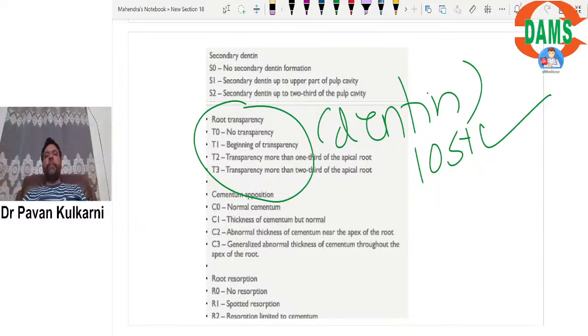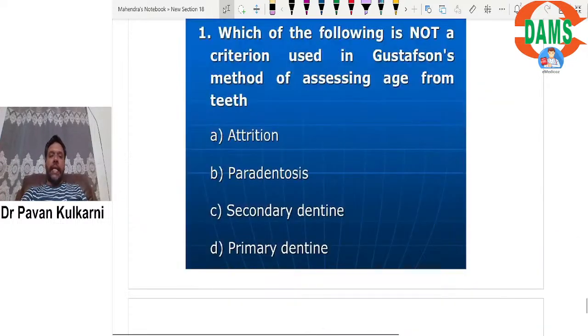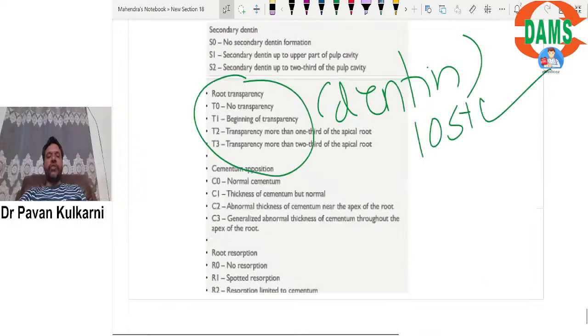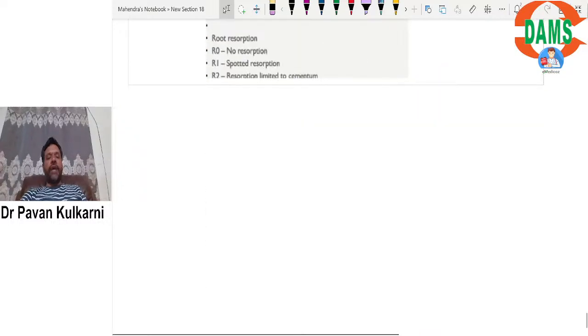Then cementum apposition and root resorption, all these are considered to be classical criteria of Gustafson's age estimation method. Now if you come to this question here, we can see that primary dentine is not associated. Remember, it is attrition, yes, parodontosis, that is periodontal disease, and secondary dentine deposition, but not primary dentine deposition. So primary dentine deposition is not a feature of Gustafson's age estimation method.